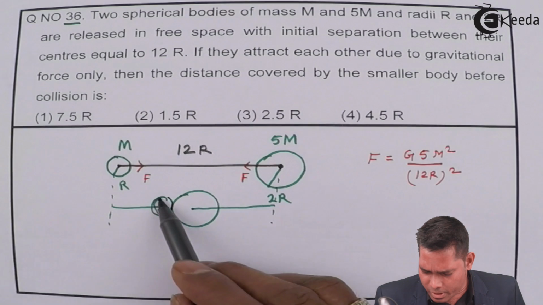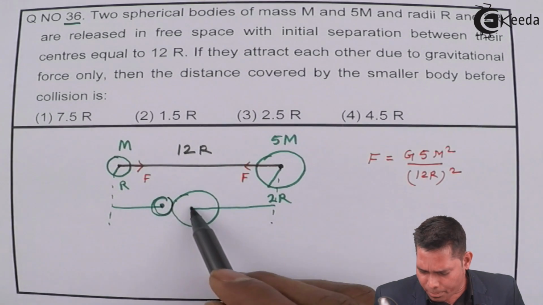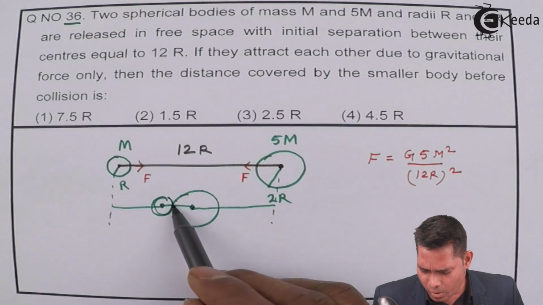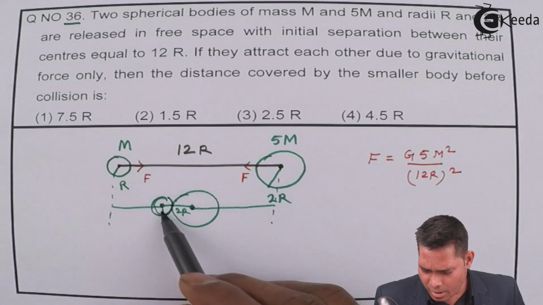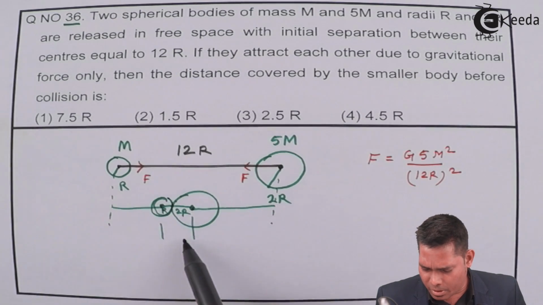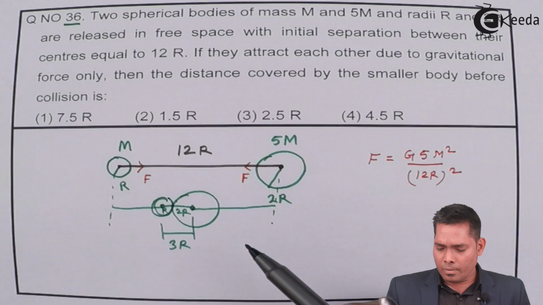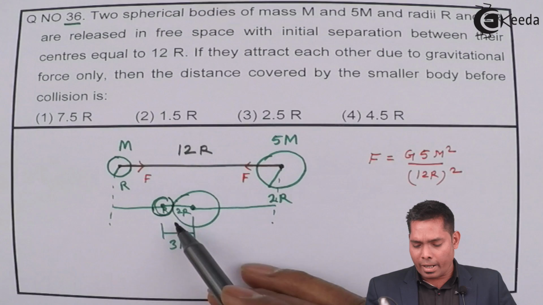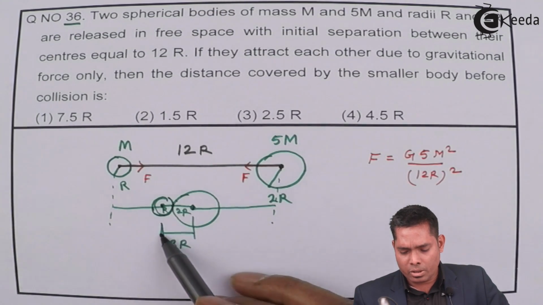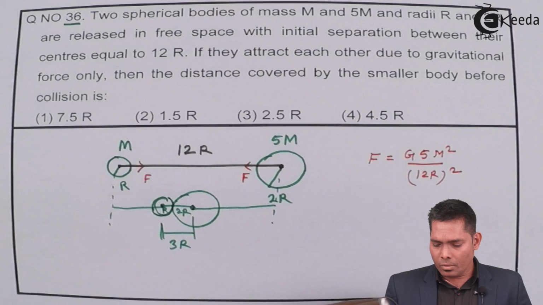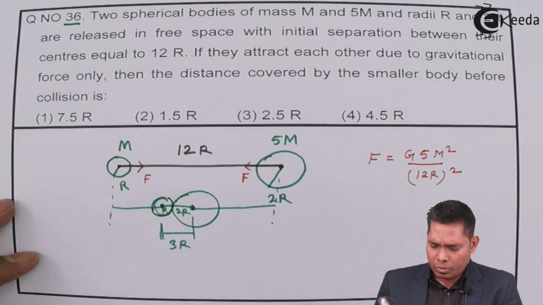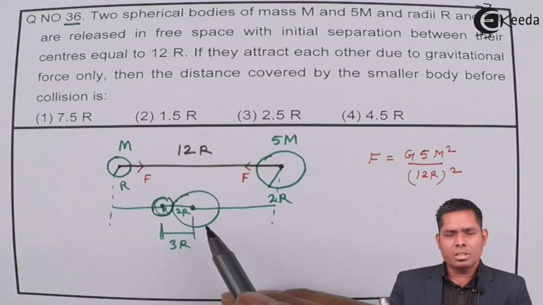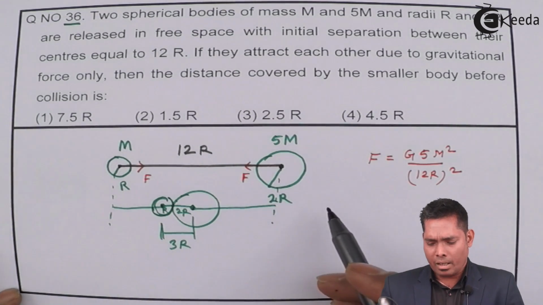So during their collision, the distance of separation between their centers, because this radius is r and this radius is 2r, so this center to center distance is 3r. From 12r they will approach each other, so when they collide, the center to center distance will be 3r. So from this 12R to 3R, the net distance they have to cover together is 9R.